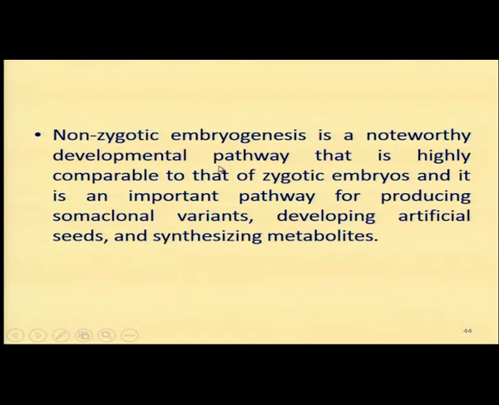This is by stimulating a developmental pathway which is highly comparable to the zygotic embryos. And this is an important pathway for developing somaclonal variants by developing artificial seeds and synthesizing metabolites. That is, you are actually making a somatic cell develop into a zygote and follow the embryogenesis. We can otherwise call them adventitious embryos, having the characteristics of the mother plant. And that would be advantageous to us.